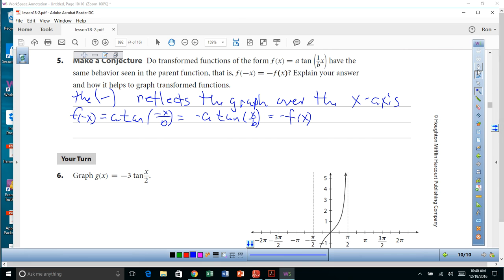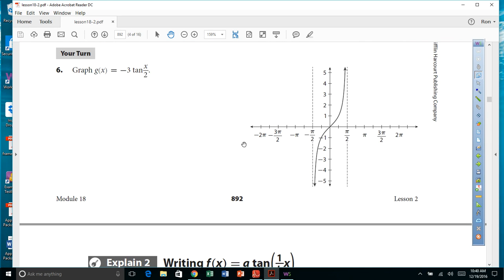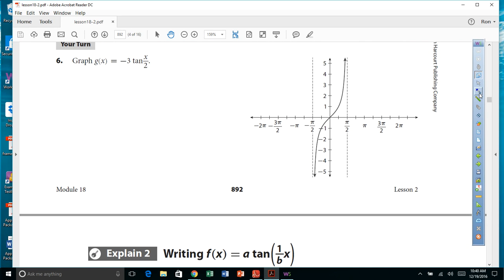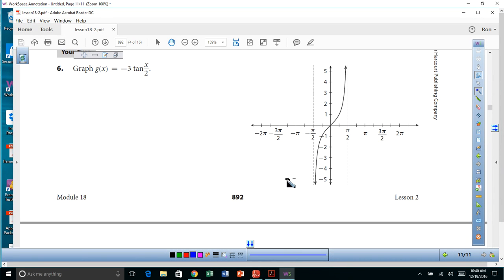All right, graph g of x equals negative 3 tangent x over 2. So what is a? A is negative 3. What is b? Well, 1 over b equals 1 over 2. So b equals 2. All right. So we're going to have vertical asymptotes.